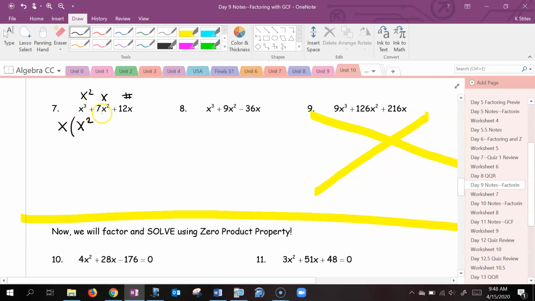X times what is 7x squared? Well, that's just a 7x. We've taken that x away, so now it's back to what it should be. And when we take the x away from the 12x, when we divide it out, we just get a 12. Okay, and then we're going to do our box problem with this guy right here. Multiplies to 12, adds to 7. And that should be a 4 and a 3.